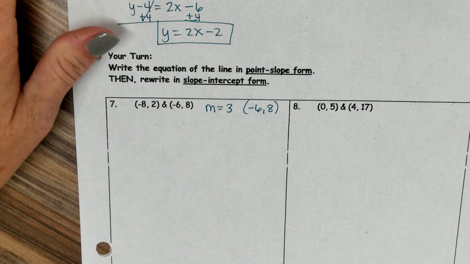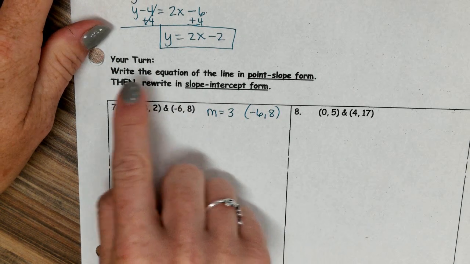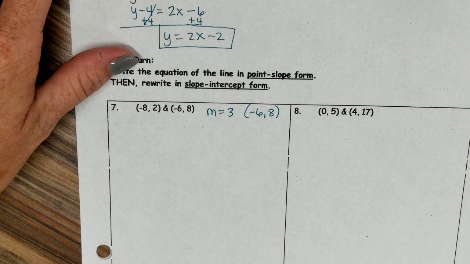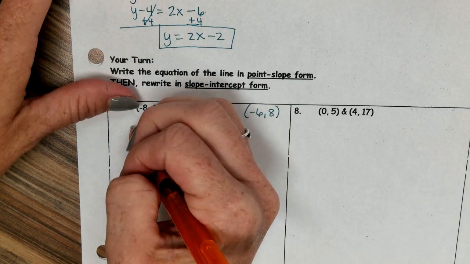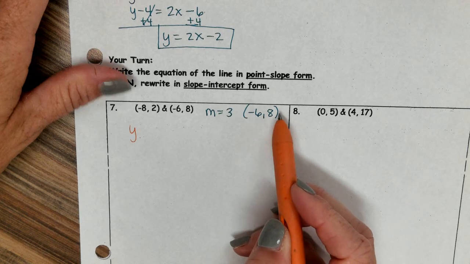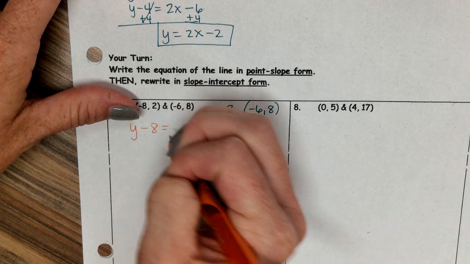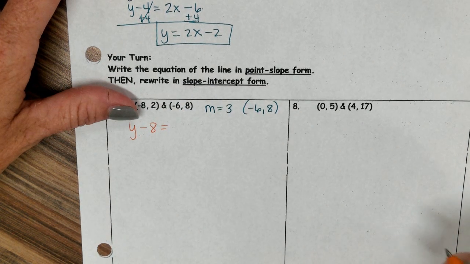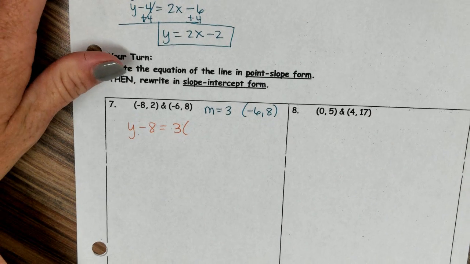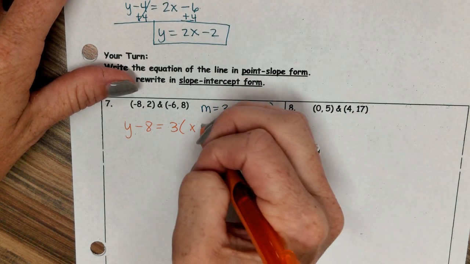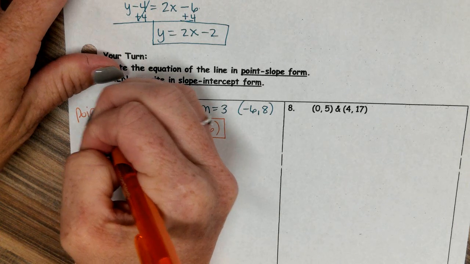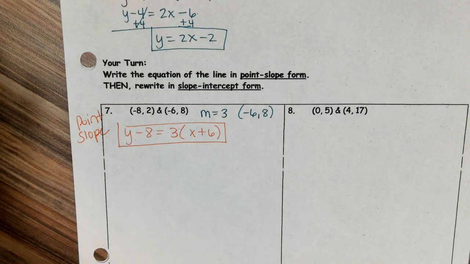All right, so I'm going to first write it in point-slope form because that's what the direction says. It says write the equation in point-slope form. How would I write this equation? Y minus 8 equals 3, open parentheses. Will it be x minus 6 or x plus 6? X plus 6 because it would be a double negative. There is point-slope form.